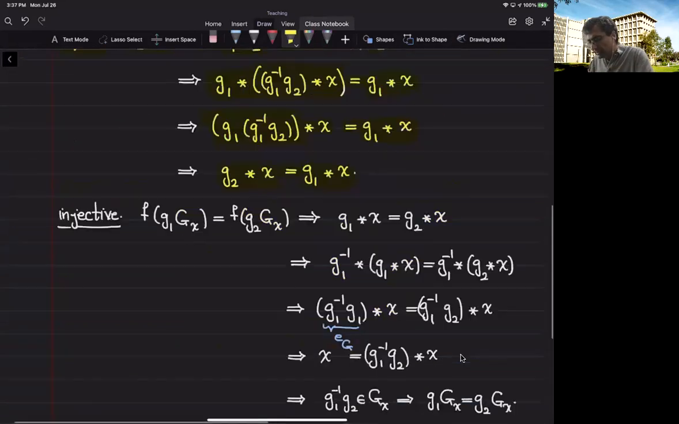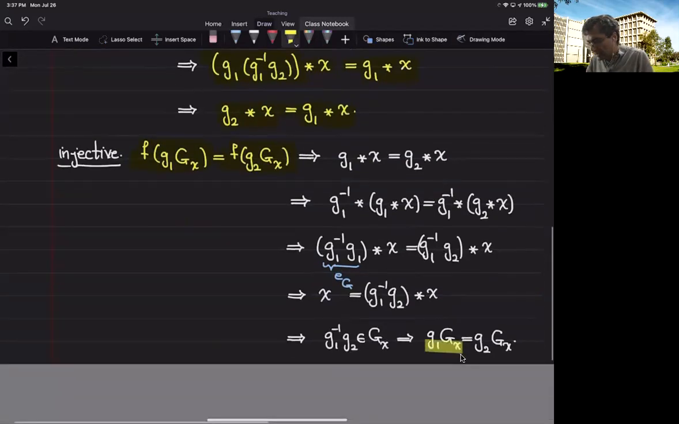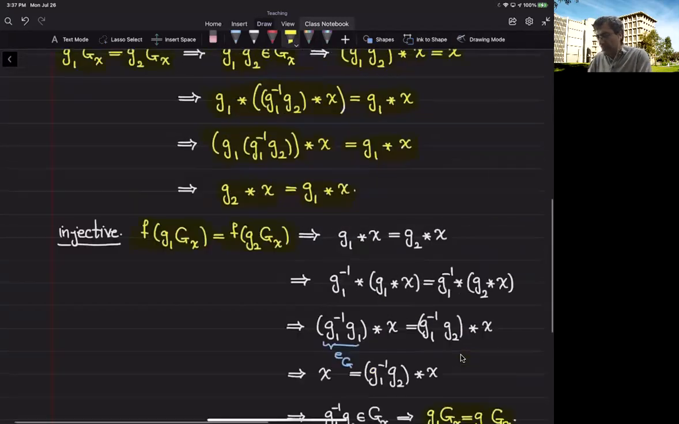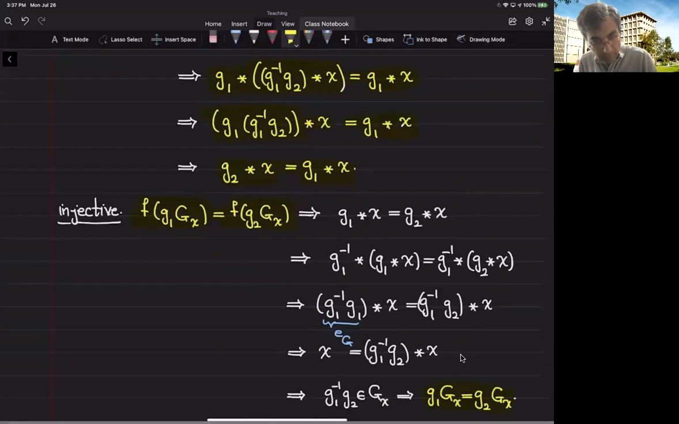We have to show that if f of a coset is equal to f of another coset, then in fact they are the same cosets. So this is the implication that we need to show. So that means that f is injective. Okay, now let's start going through these steps.